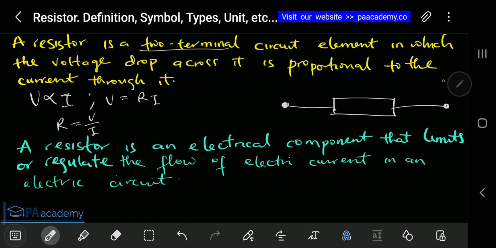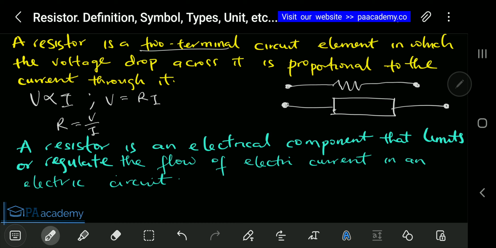Again, this symbol that I have here, you can start to draw a resistor like this, exactly, or you can also have it like this. Whichever one you decide to use, you are still correct. You can use any of these 2 symbols to represent a resistor.